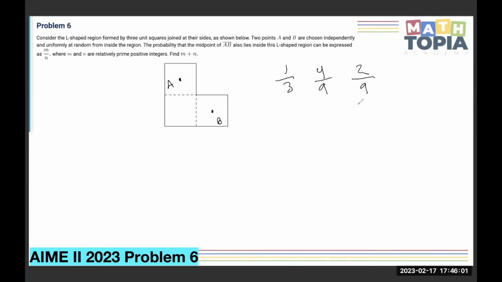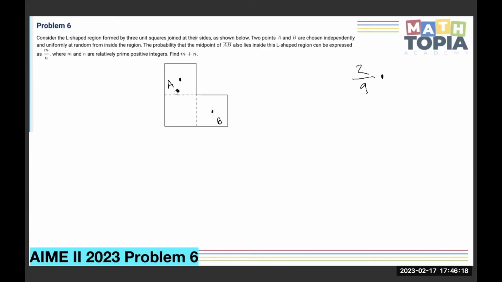Okay, but this is really where it gets complicated. So we figured out the first fraction. We're going to multiply it by the probability now that assuming A and B are in the opposite squares like this, their midpoint lies outside the L-shaped region. But what is that probability?